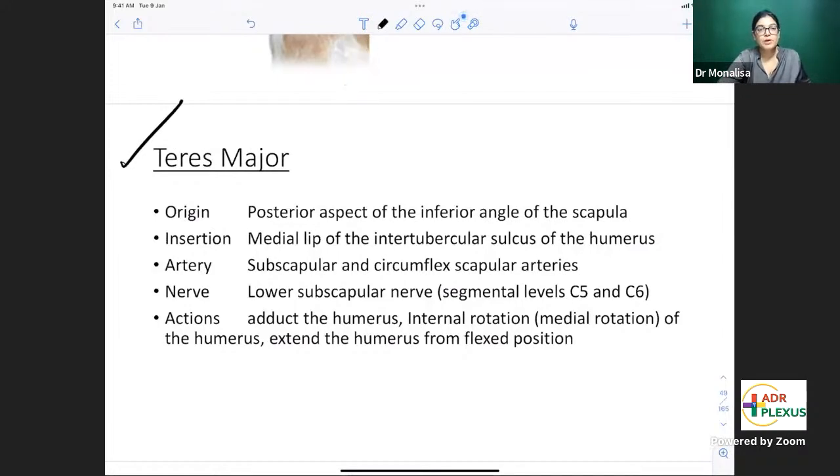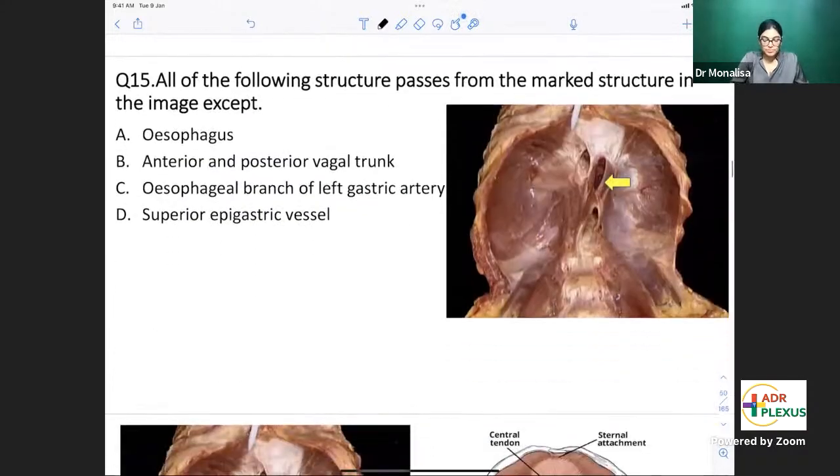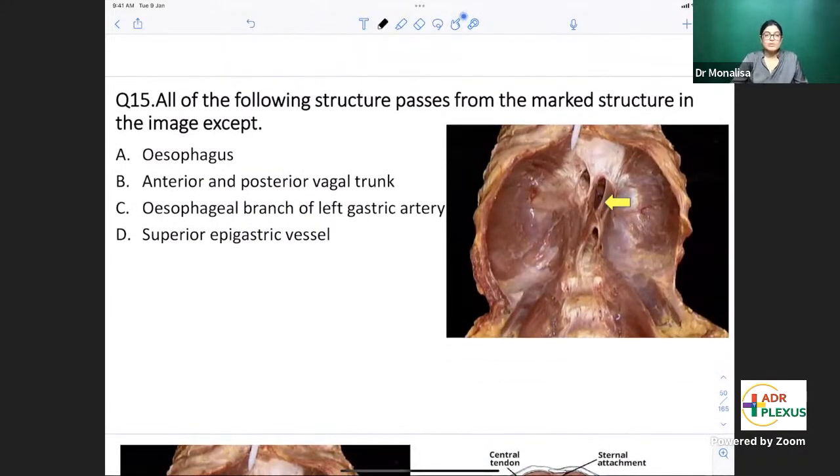Yes, dear, all of you are right. Let's move on to the next one. Question number 15. All of the following structures pass through the marked structure in the image, except.